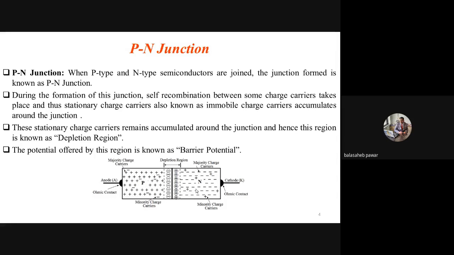So this depletion region is acting as a barrier, as a wall, and the potential or strength offered by this depletion region is known as the barrier potential, and that barrier potential is either 0.7 or 0.3, depending on the material used, silicon or germanium respectively. Is it clear now?